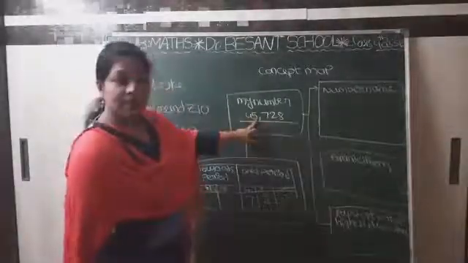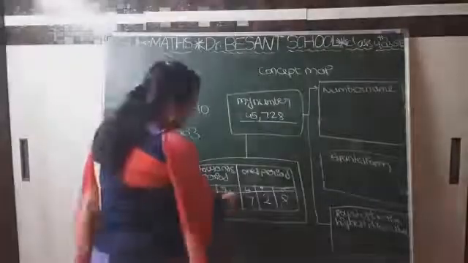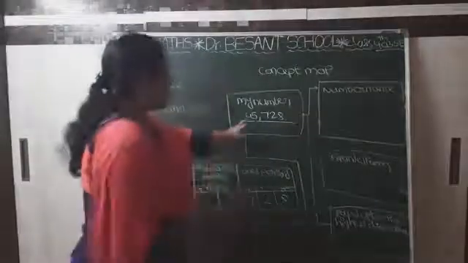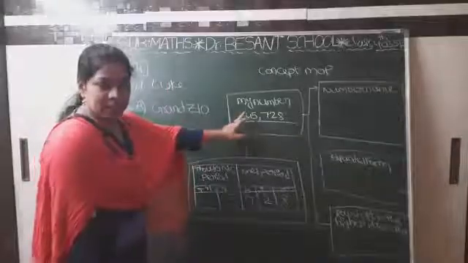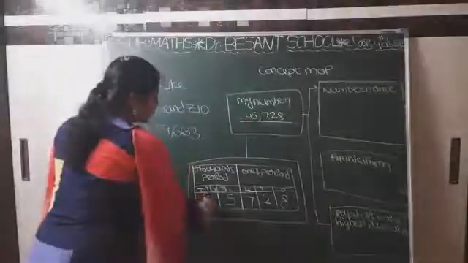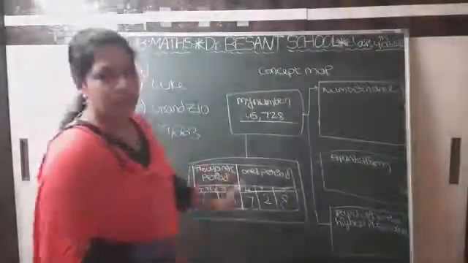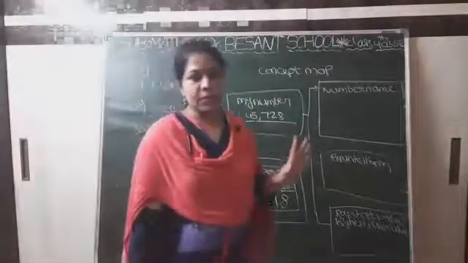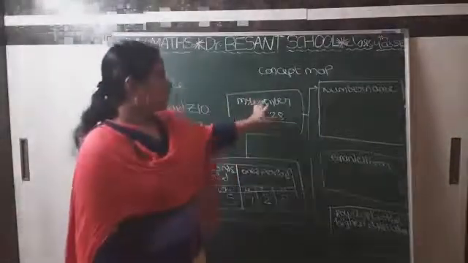The digit in the thousands place is 5. You should write 5 in the thousands place. Next, the digit in the 10,000s place is 4. That's why you should write 4 in the 10,000s place. This is the place value chart of a 5-digit number. Okay. Now next one, number name.